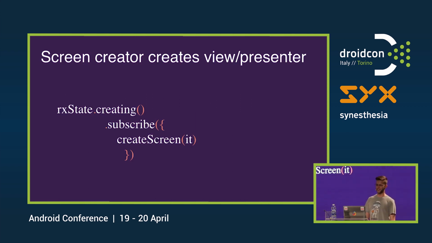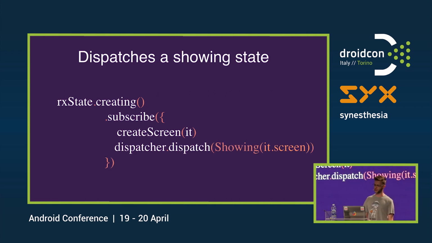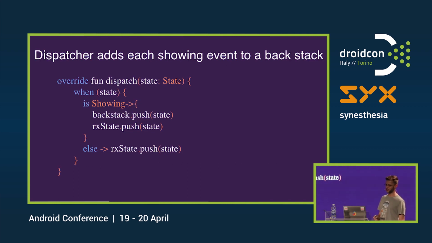our screen creator can then be listening to any of these creating states that we can achieve by filtering the other states that we had. Once our screen creator is done creating a screen, we dispatch the showing screen state, which goes back to our dispatcher. Our dispatcher will do two things. It'll first add the state to a backstack. More on that later. The backstack is nothing more than a Java or Kotlin stack. And it'll push through our reactive stream that showing state.